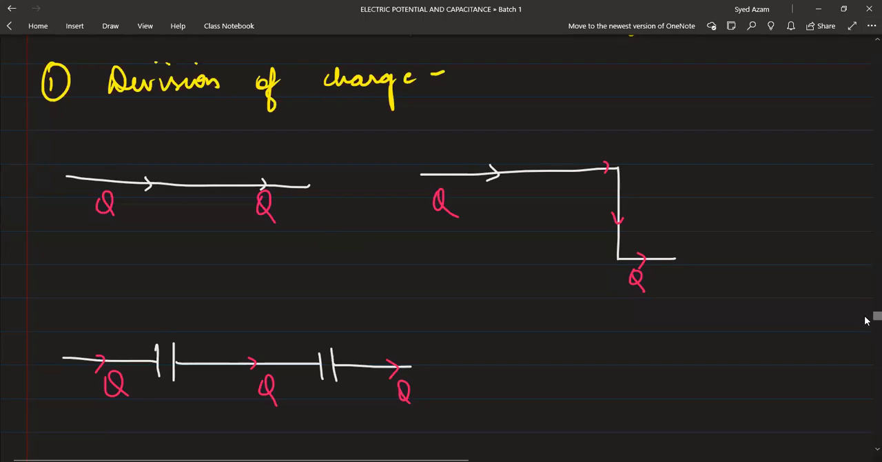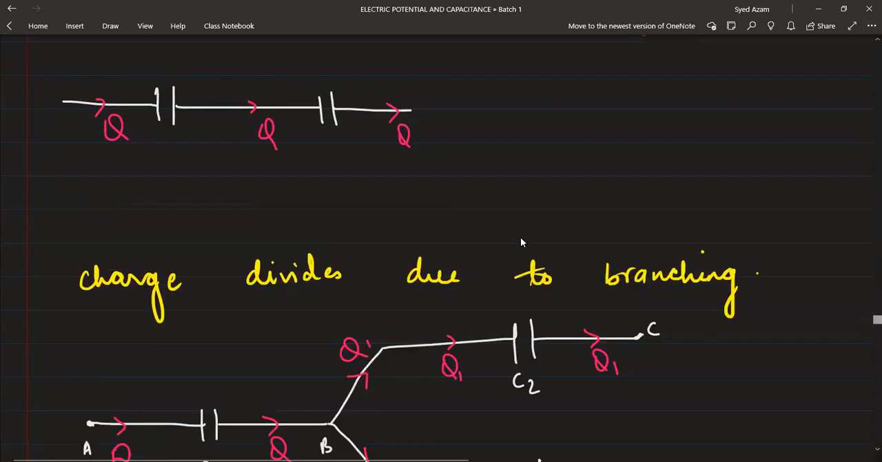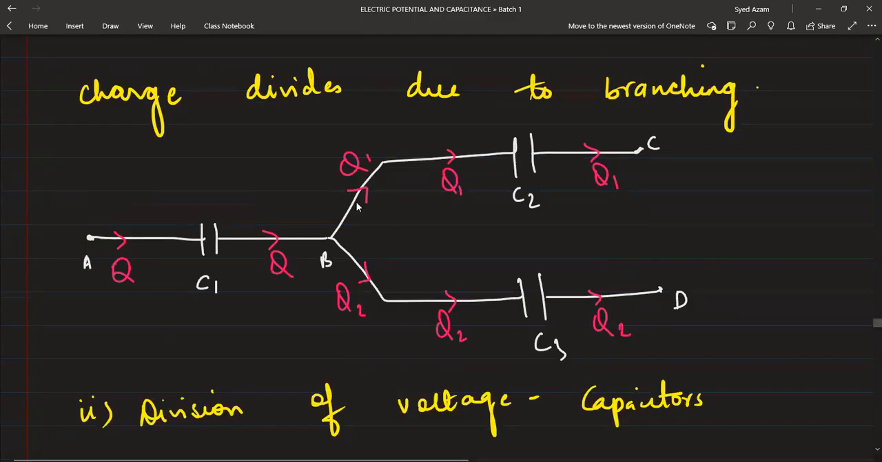So how does the charge divide then? Charges divide on branching only. When there is a branching, the charges divide. It can be equal, it can be unequal depending upon the voltage and the rest of the factors.